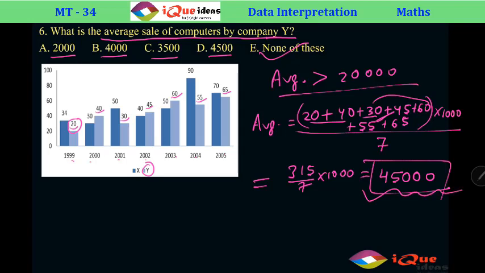And we could have answered this without any calculation also, because all these options are less than 20,000, and the minimum value is 20,000, so the answer has to be more than 20,000. The calculation shows that it is 45,000. So the answer in this case is none of these. Okay, now the next one.